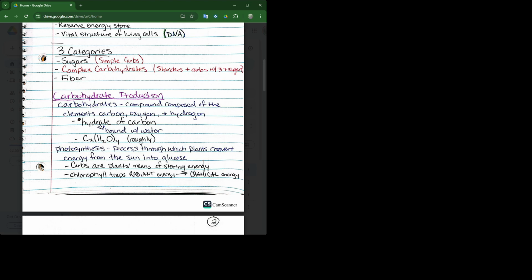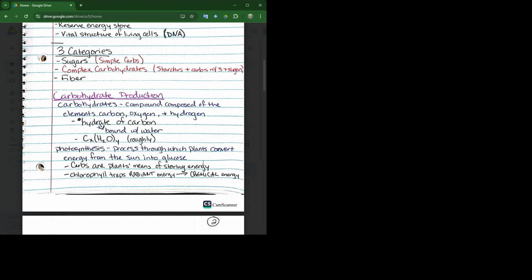The equation for photosynthesis is... we are not getting so deep into this stuff that I'm going to be asking you equations. Unless I specify, know this equation, don't worry about that. But from that, what is important about photosynthesis? Well, carbohydrates are the means of storing plants' energy.